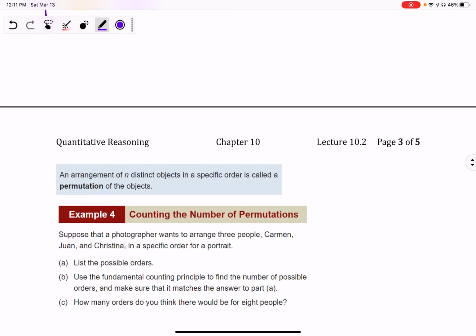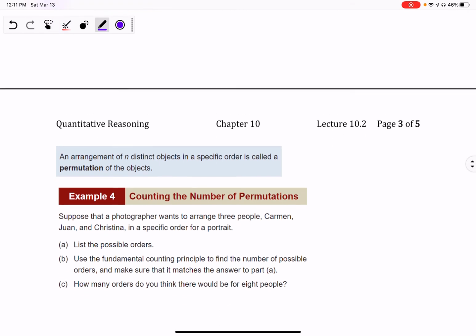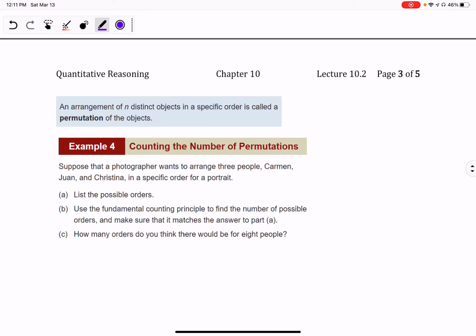All right, next up we are talking about permutations. An arrangement of distinct objects in a specific order, a very important keyword, is called a permutation of the objects. So when we think about permutations, we are talking about putting objects in a specific order. And the reason why I keep saying that is because when we talk about combinations, it'll be a little different. So you want to know that permutations mean that they have to be in a specific order.